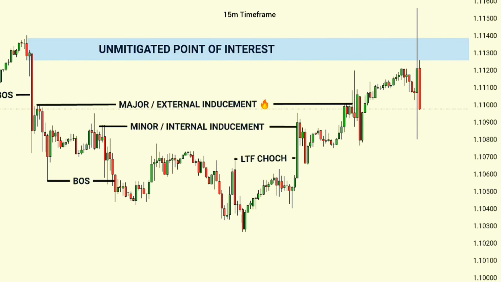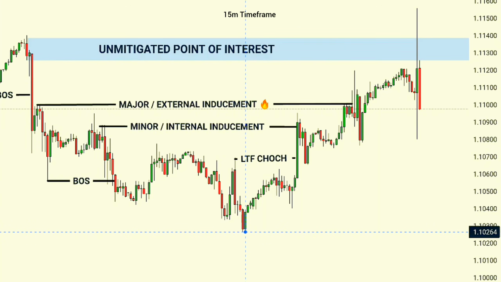For beginners, think of external inducement as a bigger trap compared to internal inducement. It is more obvious and attracts more traders. After liquidity above that high is taken, price reverses and continues downward with strong momentum.